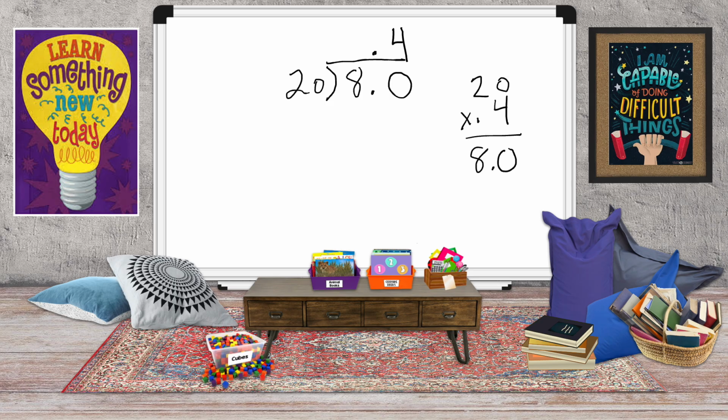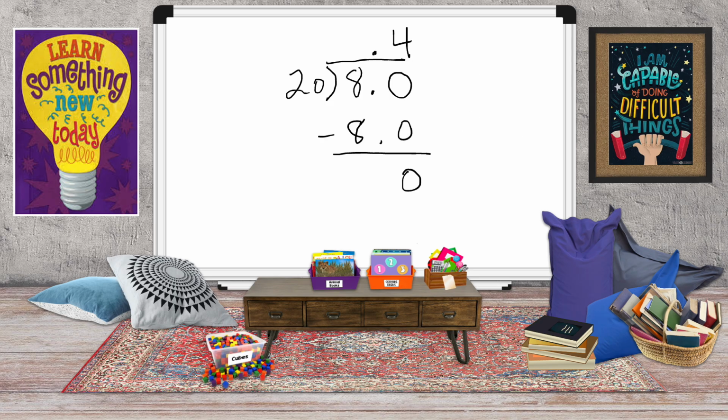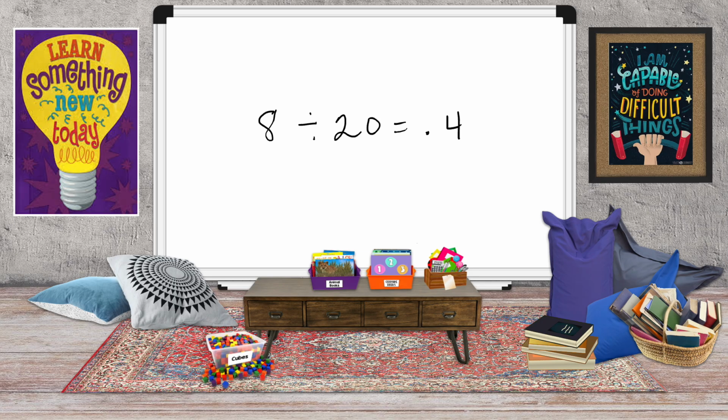0.4, or 4/10 times 20, equals 8. Subtract our 8. The answer to 8 divided by 20 is 0.4, or 4/10. Now we make that into a percentage. We multiply 0.4, or 4/10 by 100.